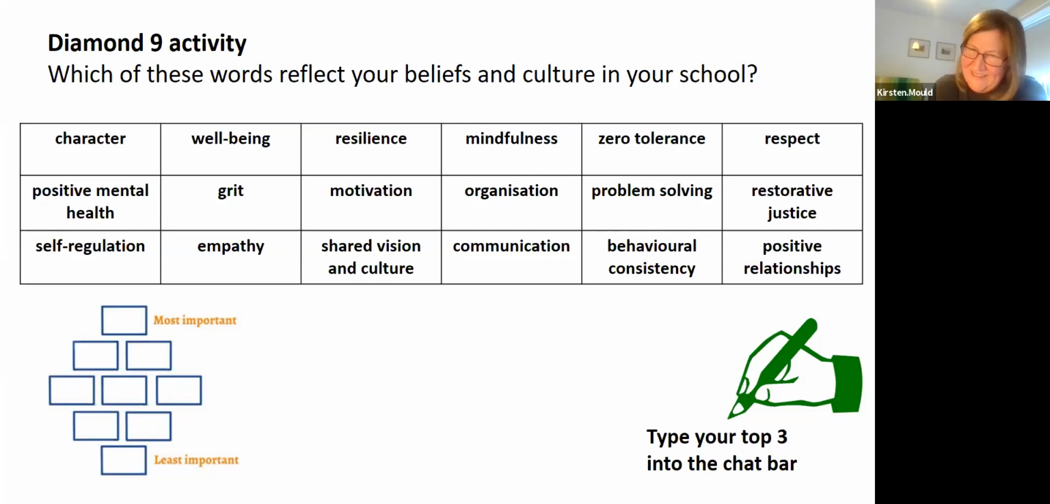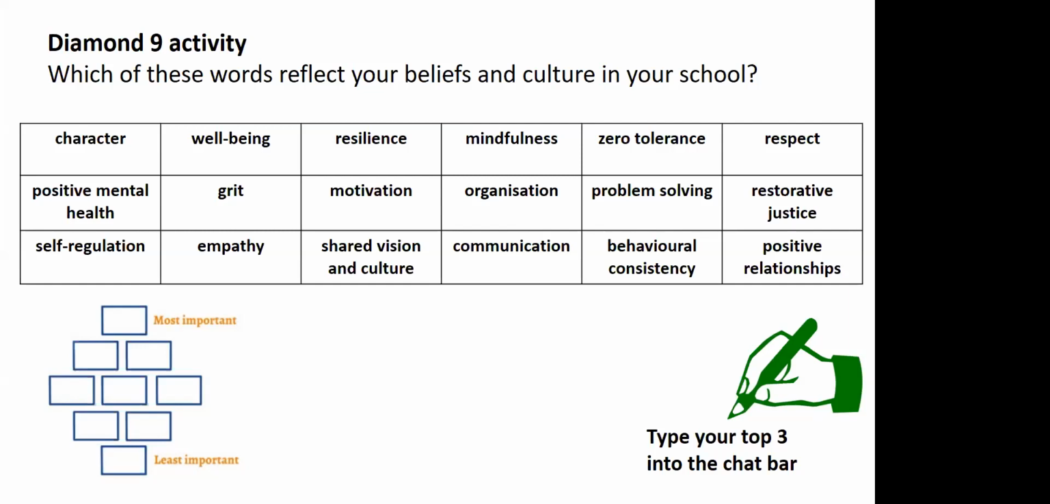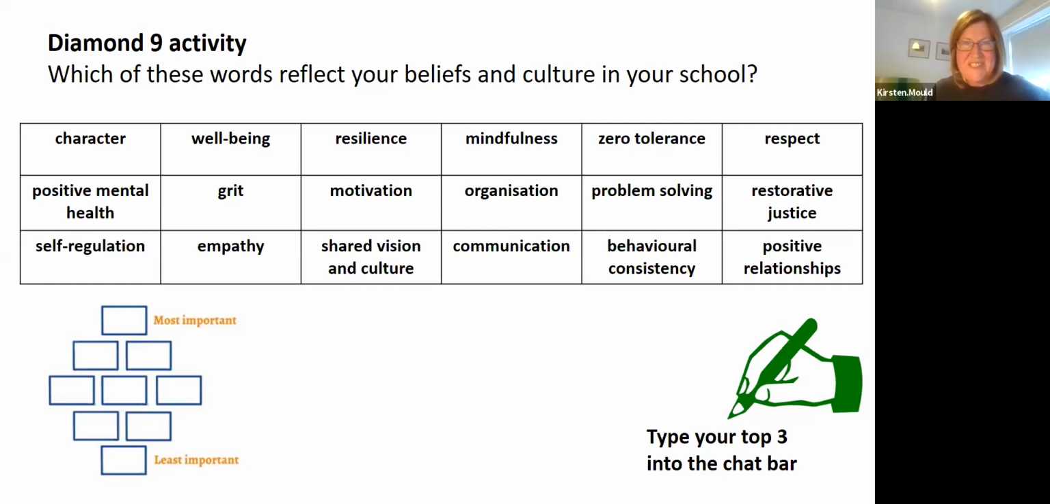When you're ready, if you don't mind sharing your top three, the three that you feel are the most important and represent your culture in school. Thank you, Roger. Okay, we've got respect, resilience, well-being, positive mental health, quite right, encompassing a few of the others, shared vision, positive relationships. Again, positive relationships, resilience, well-being. Shared vision, culture, restorative justice, communication. Positive relationships comes up again and again.